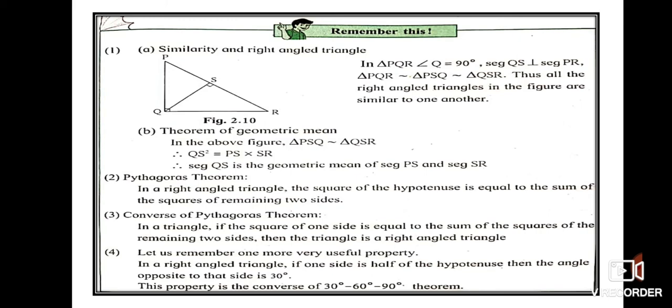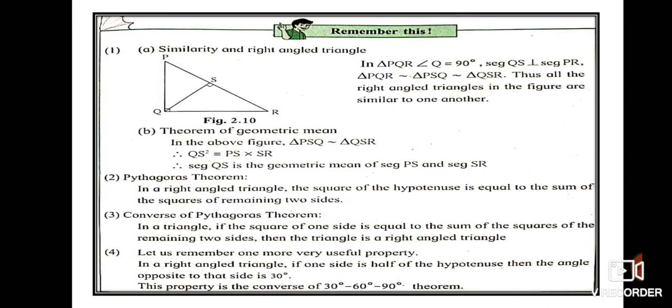Then the third one, the converse. Normally the converse is never asked in the exam. You can go through the textbook and see what it is. So what will be the converse? It will be the other way around. In a triangle, if the square of one side is equal to the sum of the squares of the other two sides, then the triangle is a right angle triangle.